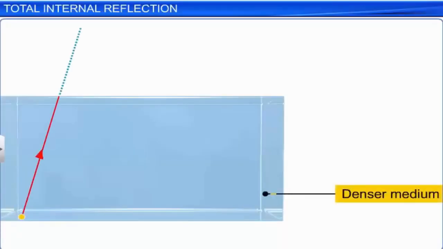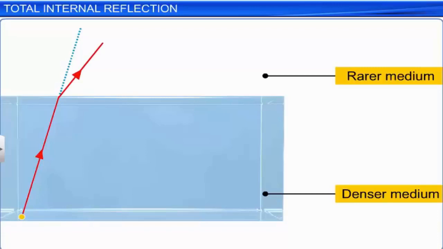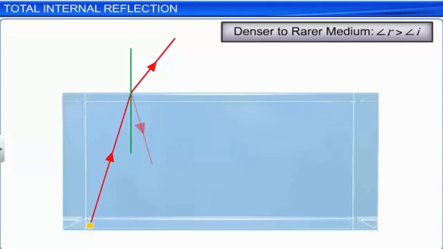We know that when a light ray passes from denser to rarer medium, it partially refracts to the rarer medium and bends away from the normal, and partially reflects back into the denser medium. This reflection is known as the internal reflection. In case of refraction from denser to rarer medium, the angle of refraction r is greater than the angle of incidence i.